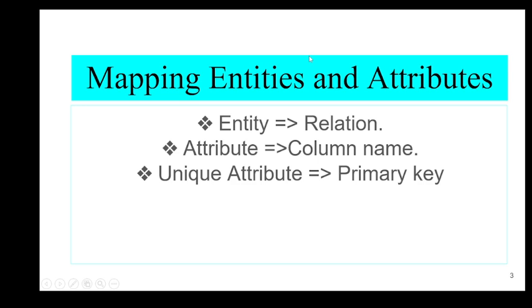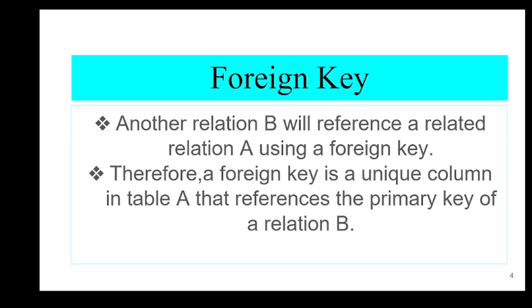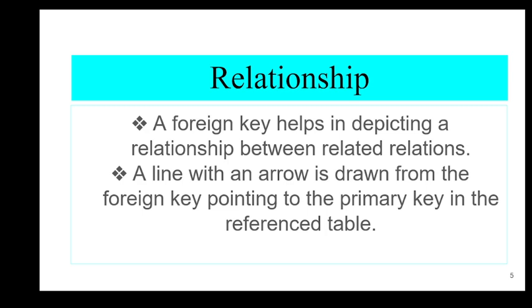So two entities, or two relations, will be related using a foreign key. In other words, another relation B will reference a related relation A using a foreign key. So a foreign key plays the role of depicting a relationship. Therefore, a foreign key is a column in a table, let's say A, that references the primary key of a relation B. A foreign key helps in depicting a relationship between related relations.